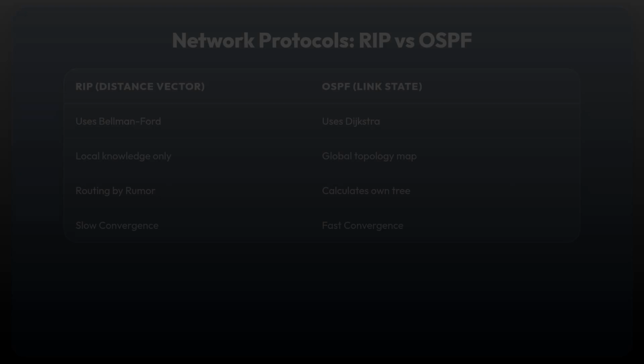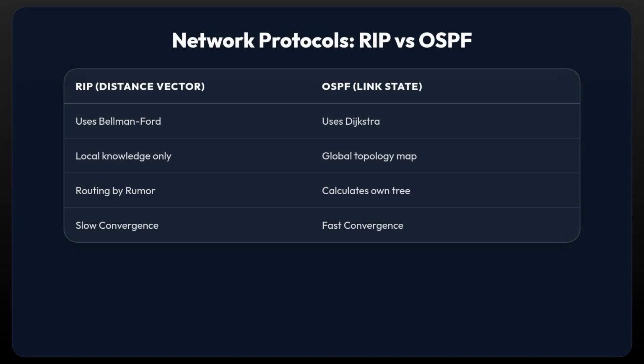These algorithms run the internet. RIP, the Routing Information Protocol, is a direct implementation of Bellman-Ford. It works on rumors, routers telling neighbors what they know. It's simple but slow. On the other hand, OSPF, or Open Shortest Path First, uses Dijkstra. Every router builds a complete map of the network and calculates the best path independently. It's faster and more stable, but requires more memory.